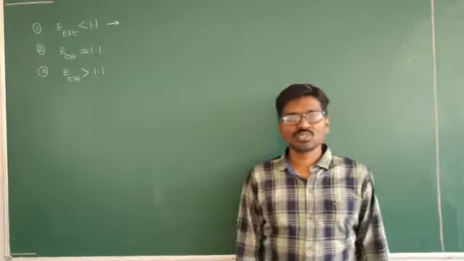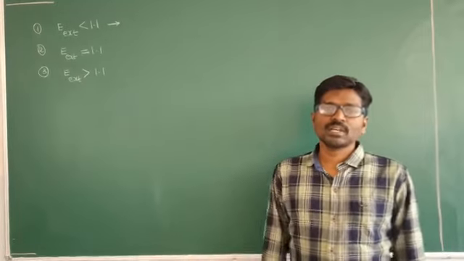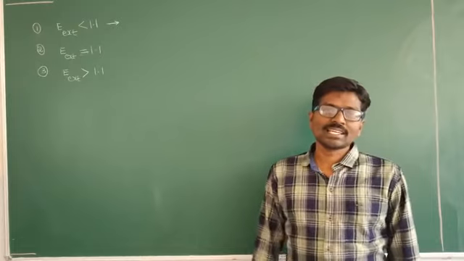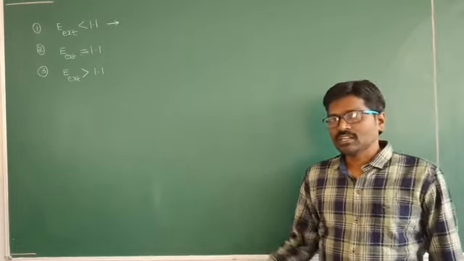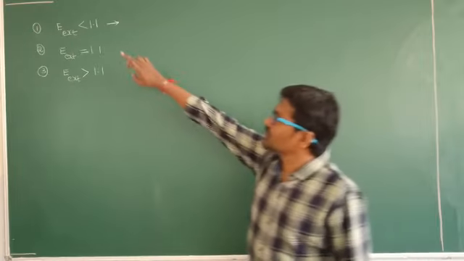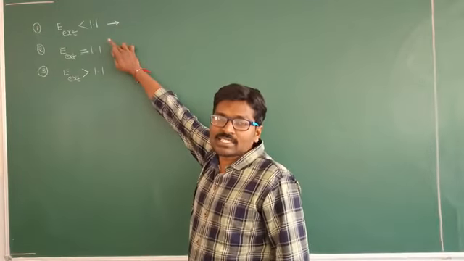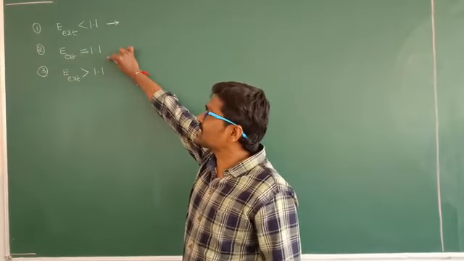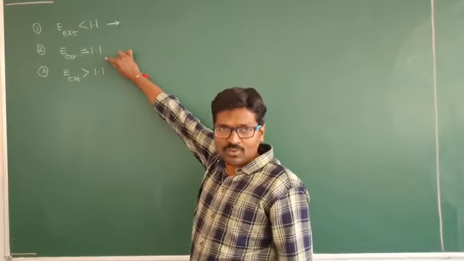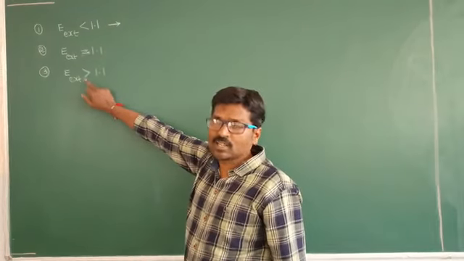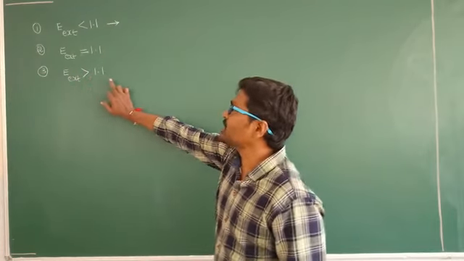Good morning, dear students. In the last class, we discussed what happens when we apply an external opposite potential on the galvanic cell. At that time, three cases were observed. First, the external potential is less than 1.1. Second, the external potential is equal to 1.1. Third, the external potential is greater than 1.1.